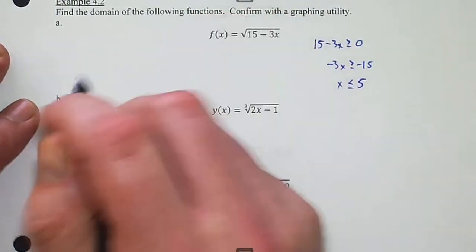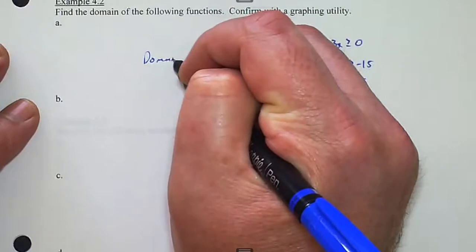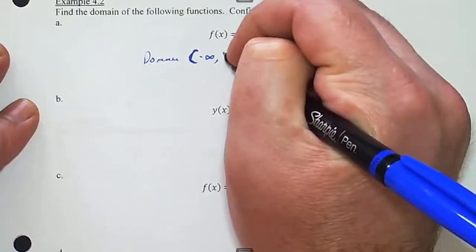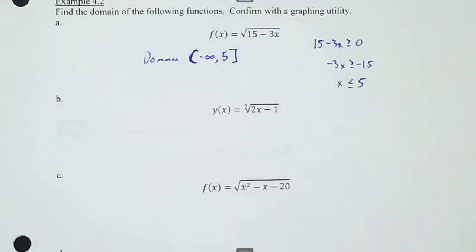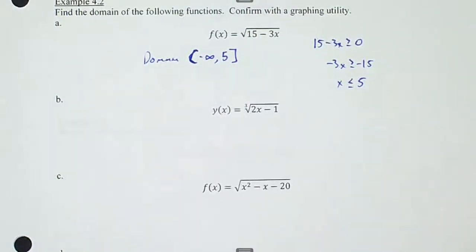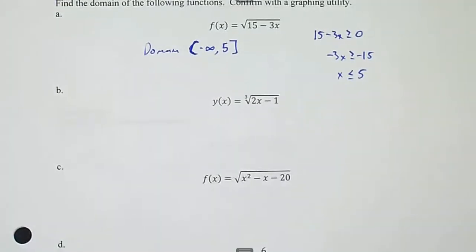So my domain is negative infinity to 5. That's a parenthesis because you can't actually reach negative infinity. Okay, not too bad on that one. Let's take a look at letter B.